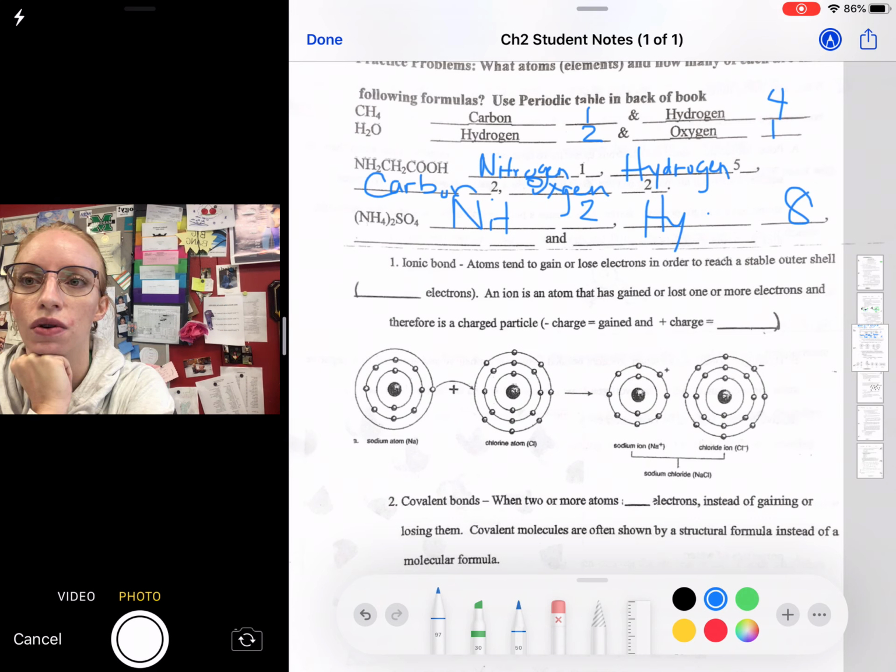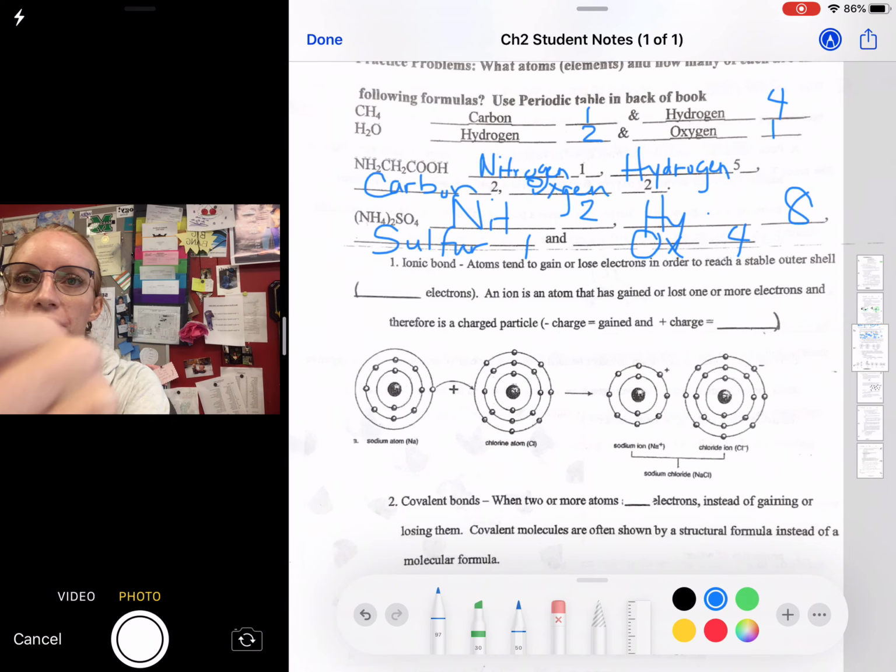There's no subscript by sulfur. So for sulfur, you have 1. And for oxygen, you have 4. So I'm going to pause my video there, and I'll pick back up in the next section of notes.